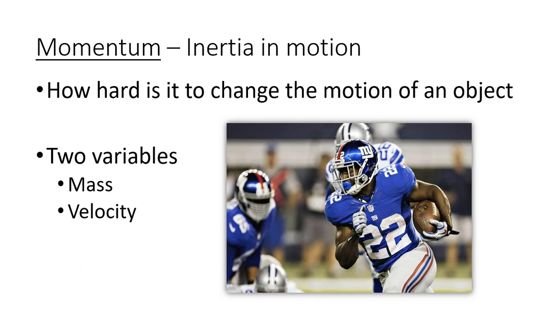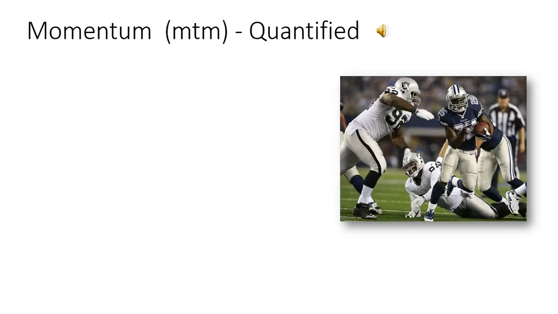The other thing that would be hard to change once it's moving is the motion itself. If something's moving really fast, it's probably going to keep its speed. That's mostly due to Newton's first law: objects in motion stay in motion. If you have a car on the highway, once it's in motion, it will stay in motion, and if it counteracts something else, it's more likely to keep its motion. Momentum is actually the two of these factors: mass and velocity. These two things contribute to the inertia in motion.